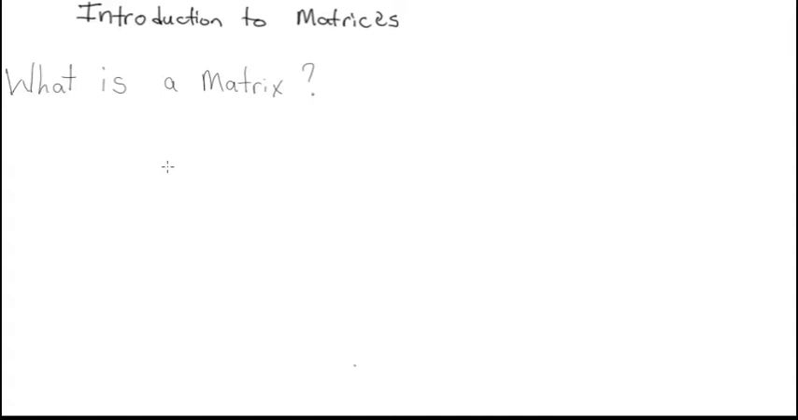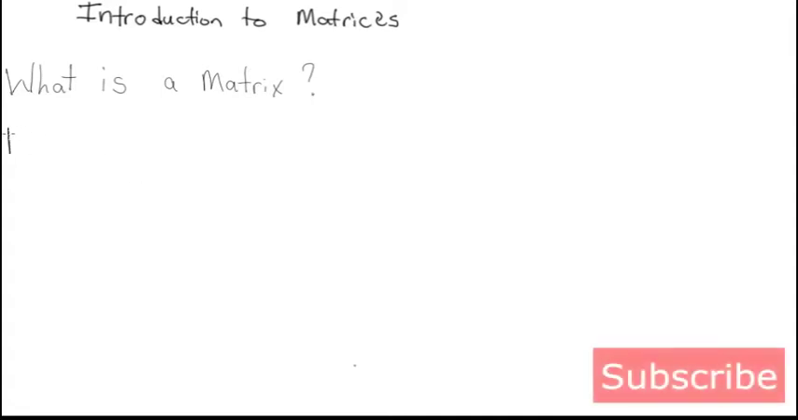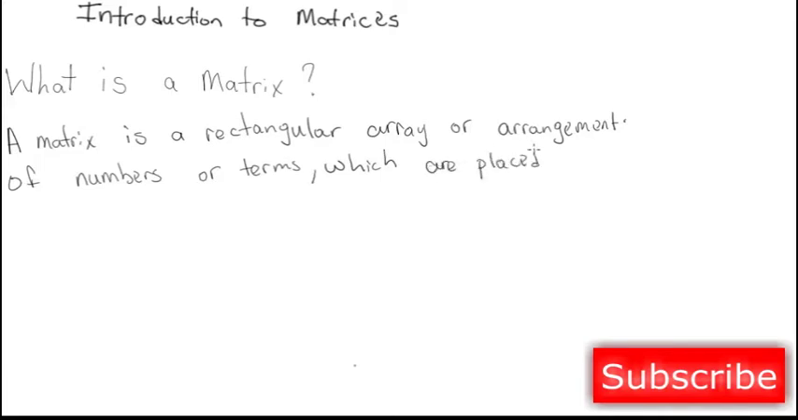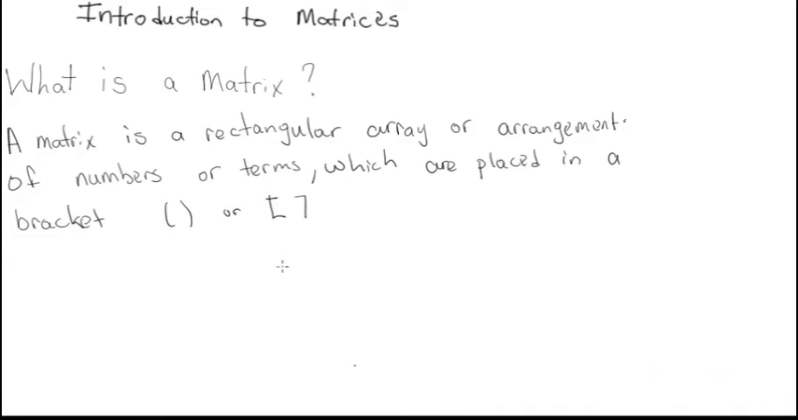Let us begin by first defining the word matrix. So a matrix is a rectangular array or arrangement of numbers and terms which are placed in a bracket.